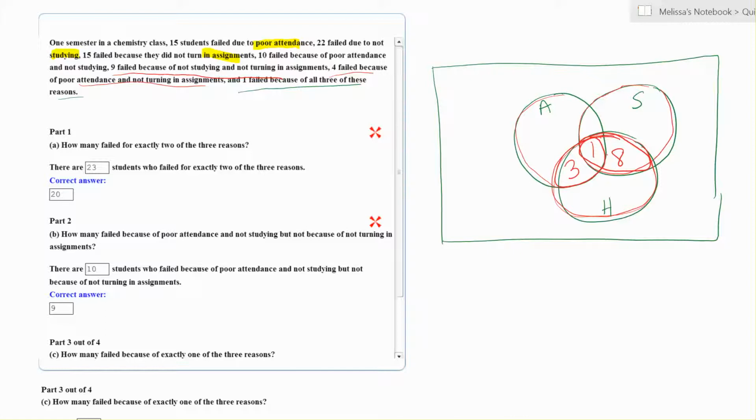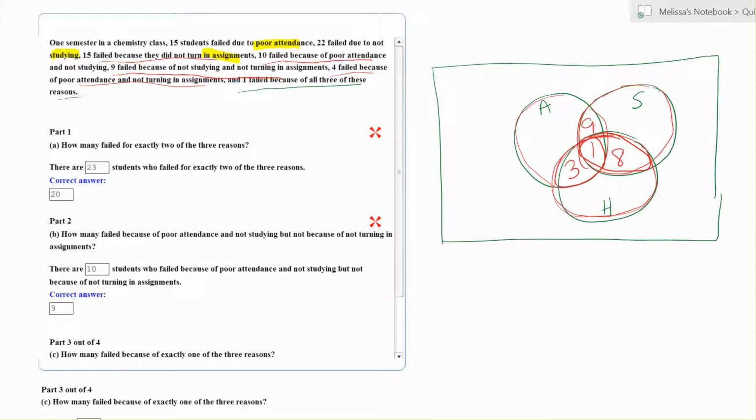And then 15 failed because they did not turn in assignments. Oh, I missed one. 10 failed because of poor attendance and not studying. So the attendance and the studying adds up to 10 in their intersecting region. So I have 9 here.